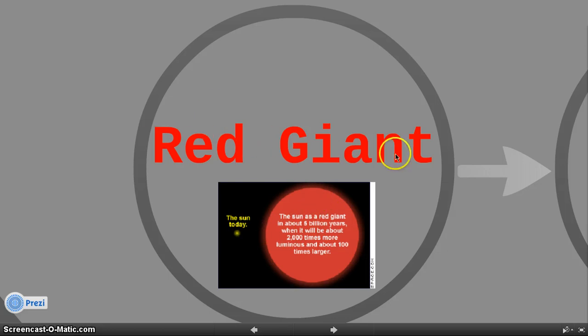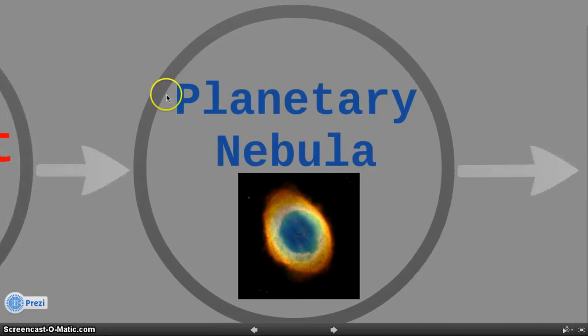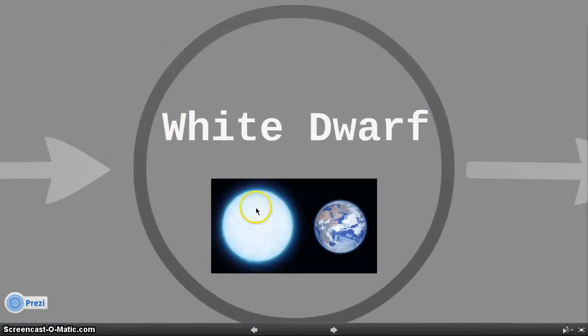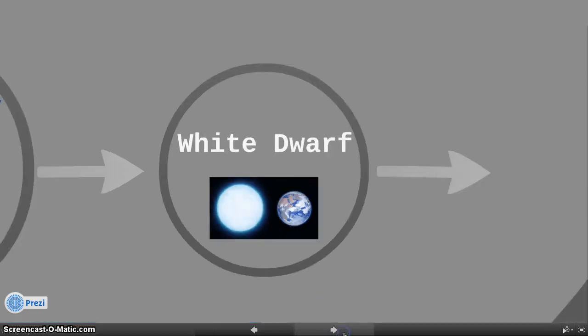But when it turns into a red giant, which will be in about 5 million years, it'll become very, very bright and about 100 times larger. You can see that right there. From then, it becomes a planetary nebula, and from then, it becomes a small, small white dwarf. This is definitely not to scale. The sun will never be this close, well, hopefully, to the Earth. And then, that's it. That will probably be where it ends until it cools off into nothingness.